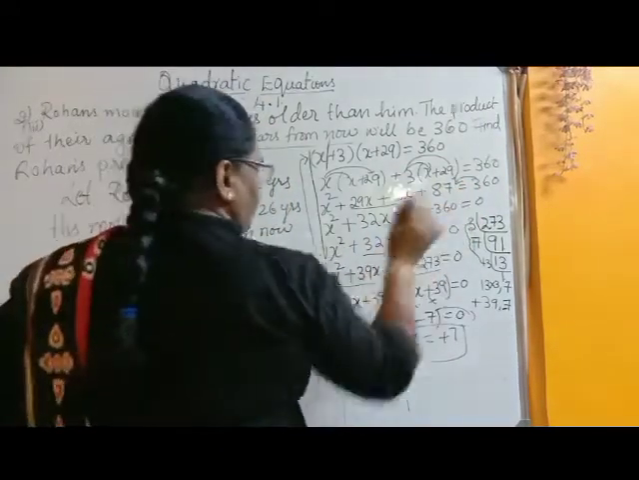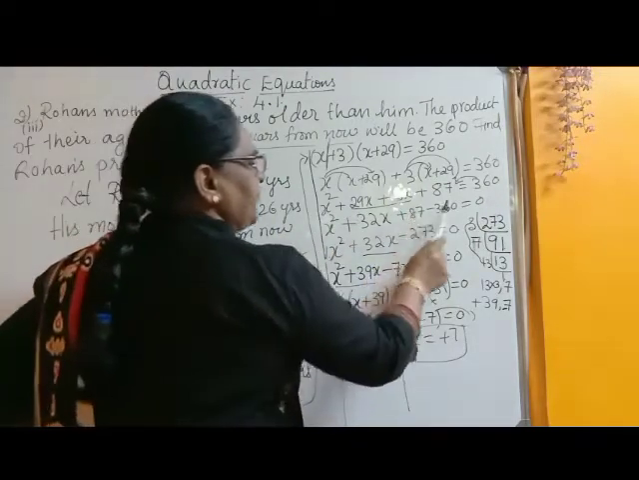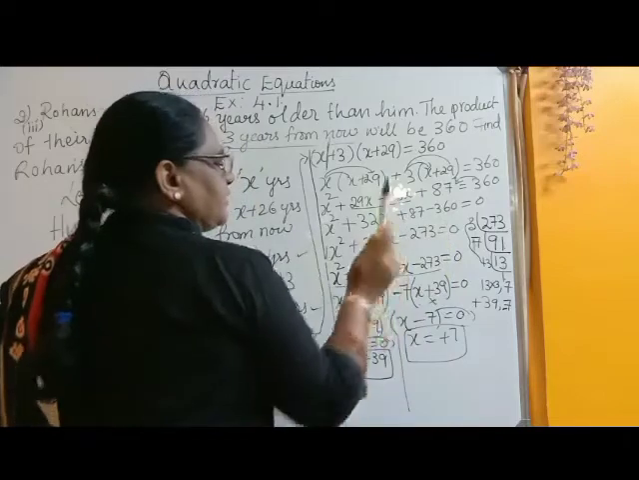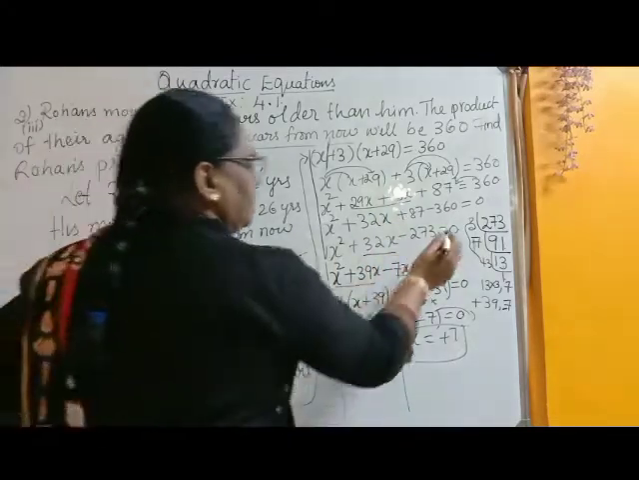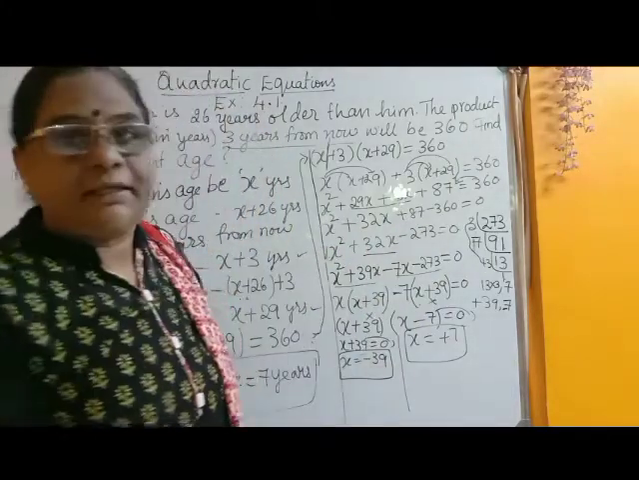That becomes minus is equal to 0. Now x square as it is, 32x also as it is, simplify these two. Minus 360 plus 87 means minus 273, is equal to 0. Now this is in the form of pure quadratic equation.